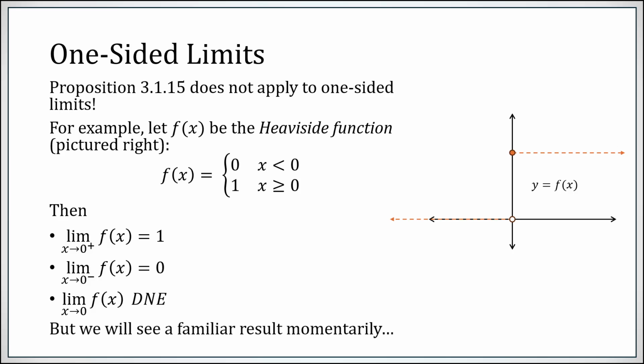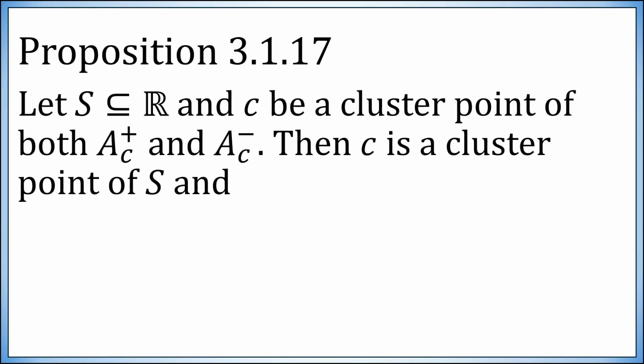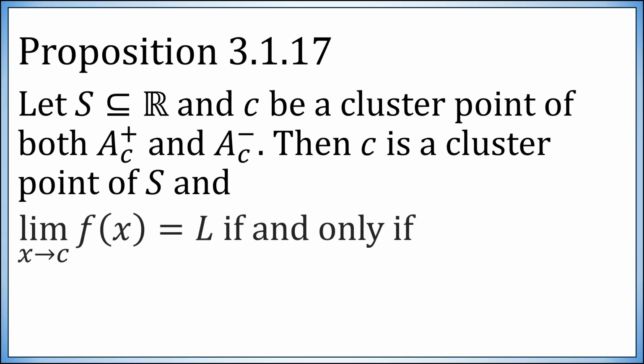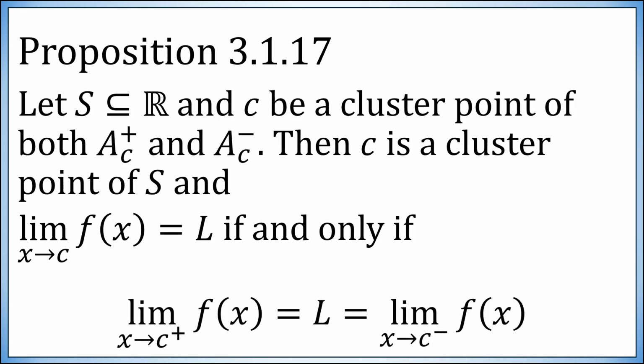Okay, we will see a familiar Calc 1 result in just a moment. So here is that familiar result. Let S be a subset of the reals. C is a cluster point of both S∩C+ and S∩C−. So C can be approached from above and can also be approached from below using the set S. Then C is a cluster point of S, and the limit as x approaches c for the unrestricted function f is L if and only if both one-sided limits exist and are equal to the same L.